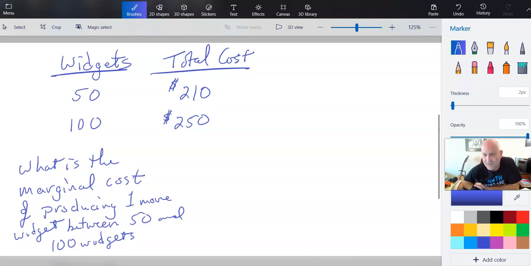Just looking at this, I'm going to type the next one. So we want the marginal cost of producing one more widget between 50 and 100 widgets. Now, here's why they have to put that 50 to 100 widgets in there: we're assuming that there's a line between these 2 points.